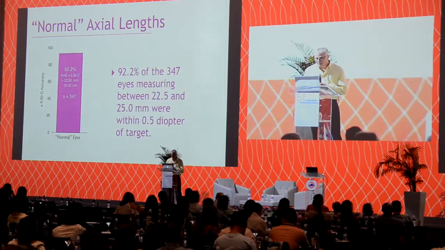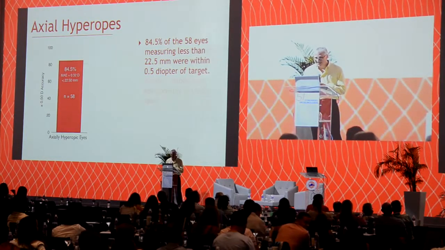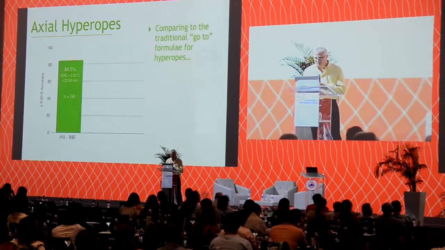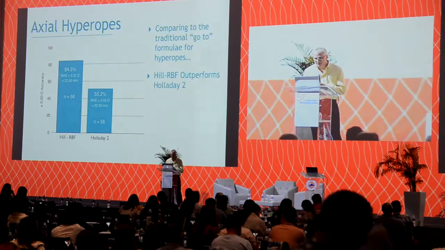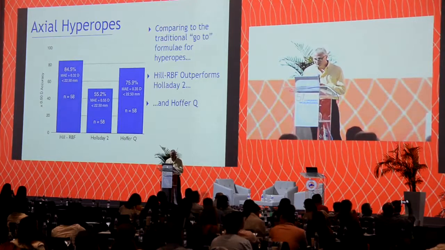So normal axial lengths, we hit 92% of people within a half a diopter. And even in the axial hyperopes, these are the toughest eyes, we actually hit 84% within a half diopter. And this is a particularly tough group because their anterior chamber depths are different, and the traditional go-to formulas for hyperopes, well, let's compare. The RBF on the left, Holladay 2, and Hoffer Q.